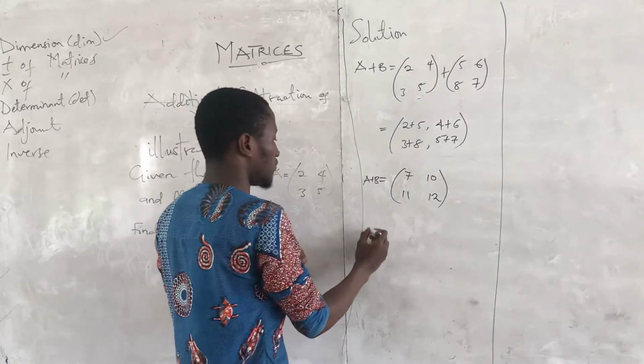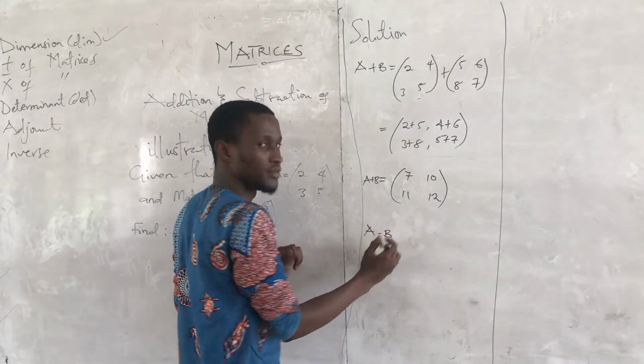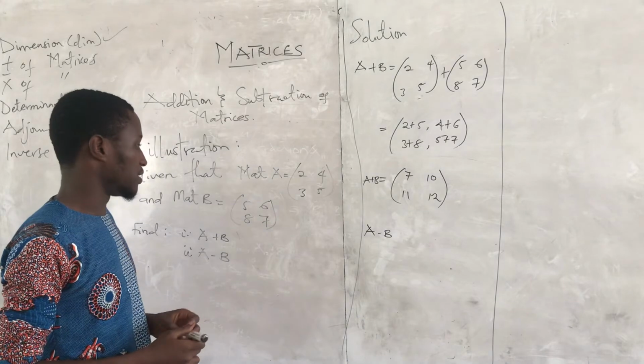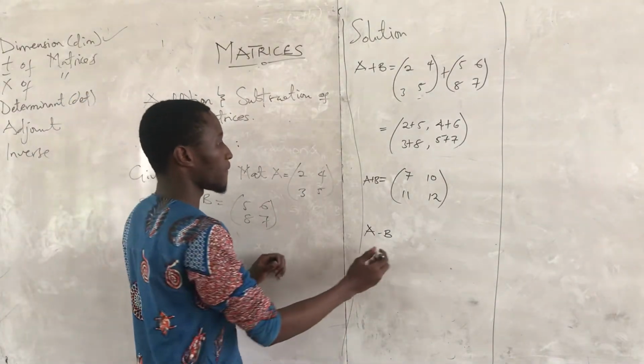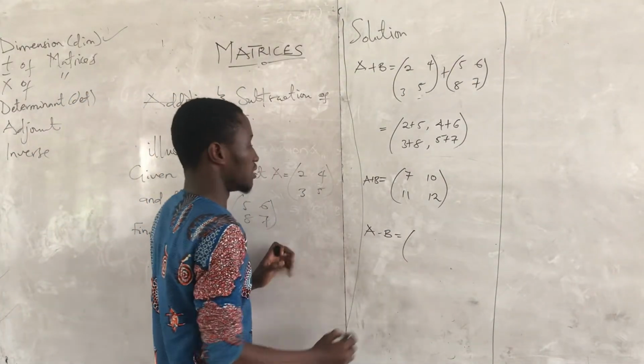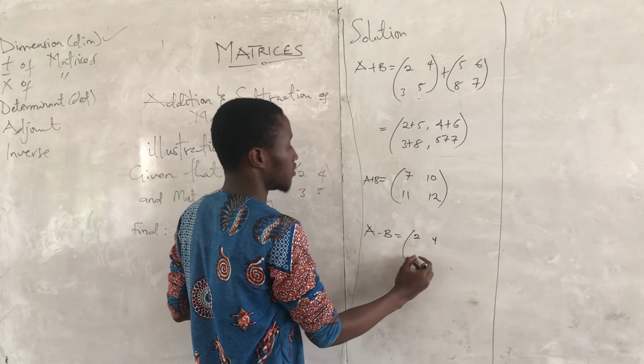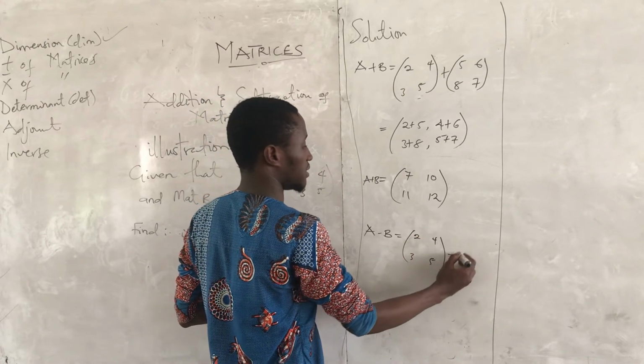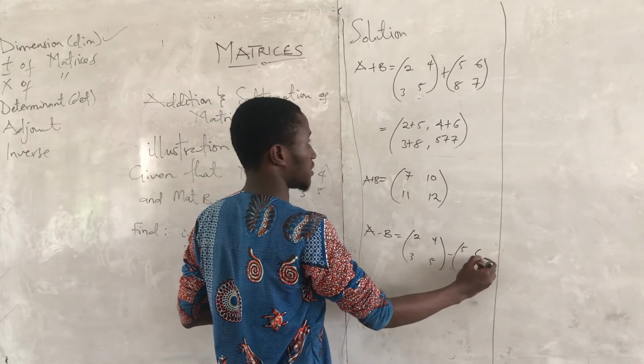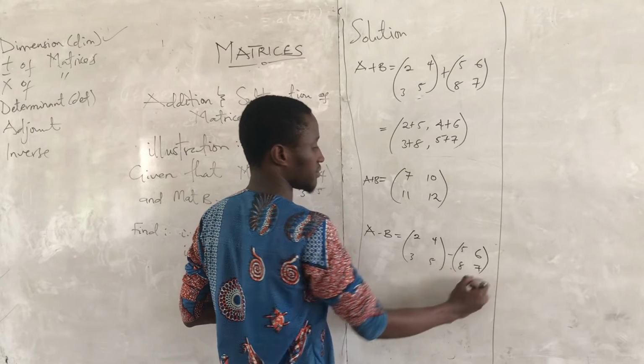So then we have A minus B. A minus B will be 2, 4, 3, 5 minus 5, 6, 8, 7.